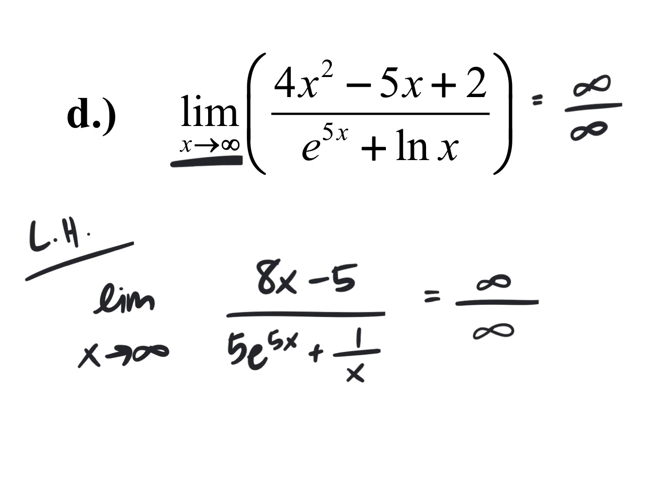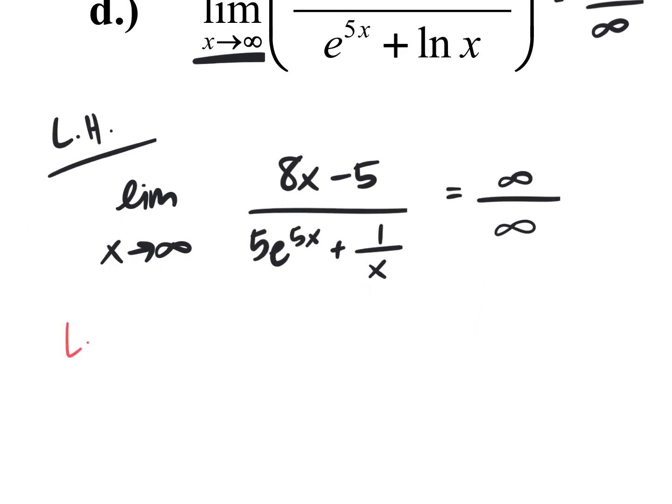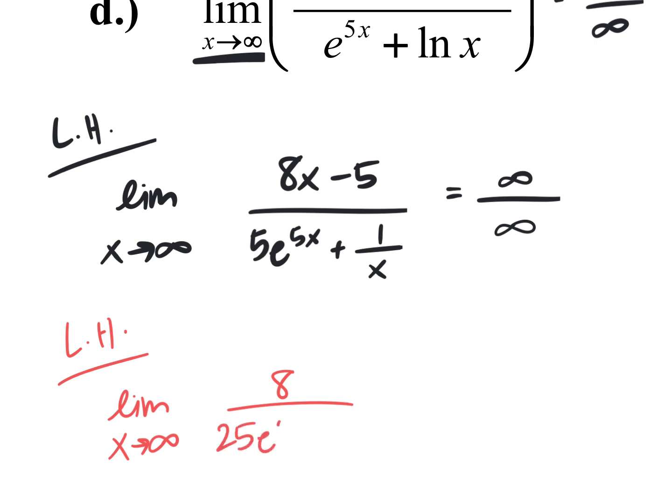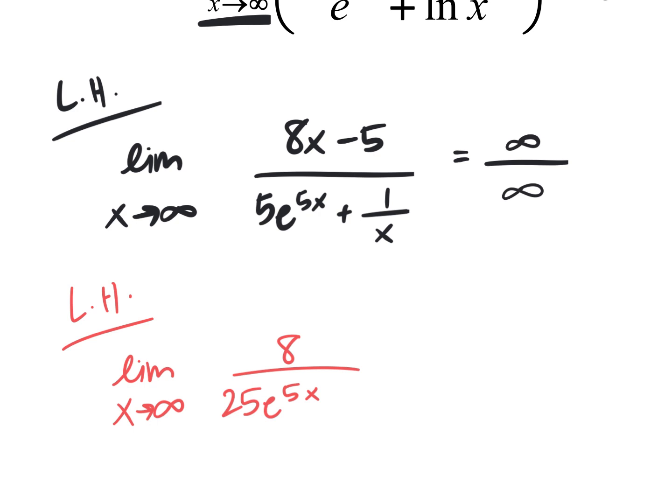Let's go, guys. Locked in. One more time, hopefully should be enough. On the top you got 8. On the bottom again you'll have to do chain rule. So 5e to the 5x, derivative of that is 25e to the 5x. And then derivative of 1 over x is negative 1 over x squared. Okay, let's plug in infinity.